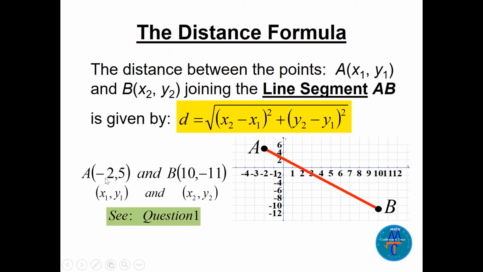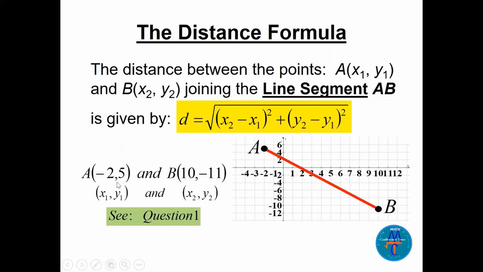So A here, let's say (-2, 5), and B is (10, -11). You can have any 2 points, and we need the distance. See, this is the red part here, the distance between the points. That's the formula. D equals the square root of (x2 minus x1) squared plus (y2 minus y1) squared. That's the distance. It will be a positive number.